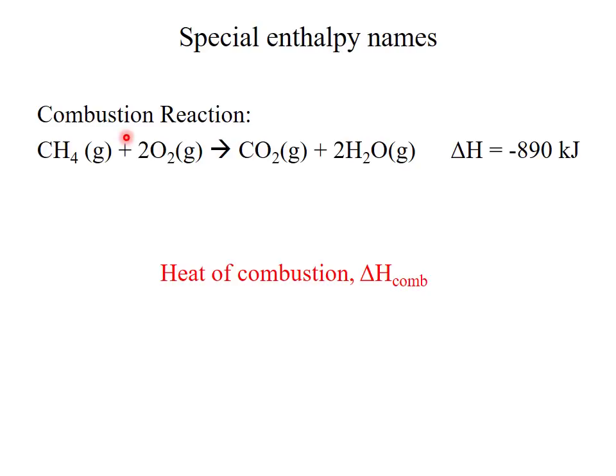In this example, the heat of combustion of 1 mole of methane gas is negative 890 kilojoules, which means 890 kilojoules of heat is released when 1 mole of methane is completely burnt.